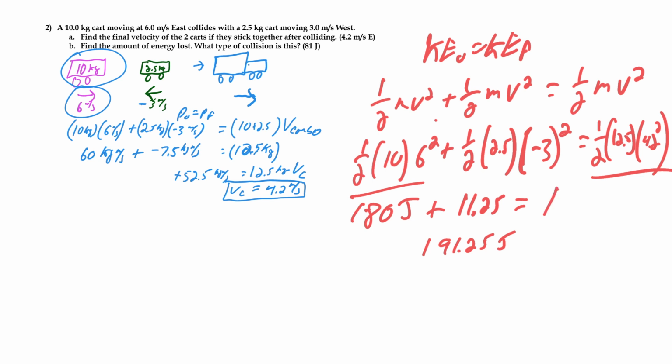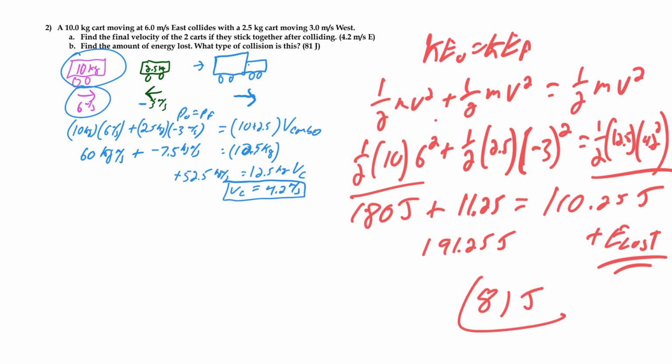That gets me 110.25 joules. Okay, plus whatever's left over, right? And that's really what we're solving for. How much energy is lost or changed to heat, sound, etc. Okay, so we'll just kind of subtract those two, and it looks like we're getting 81 joules. All right, on to the next one.